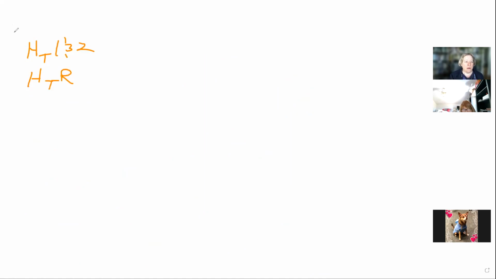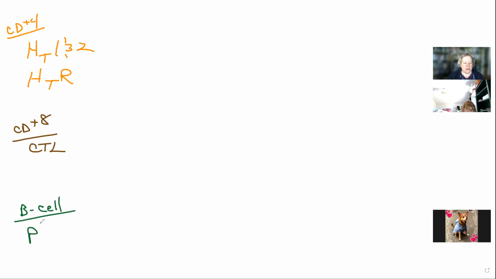So these are your CD4 effector cells. And then we're going to have CD8 effector cells, so your CTLs. And then we're going to talk about B cell effector cells, and those are plasma cells. All right. So coming back up here to my CD4 effector cells.